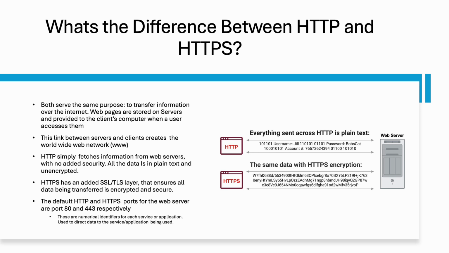HTTPS has an added SSL/TLS layer that ensures all data being transferred is encrypted and secure. The default HTTP and HTTPS ports for the web server are port 80 and 443 respectively. And web ports are numerical identifiers for each service or application. They're used to direct data to the service or application being used.